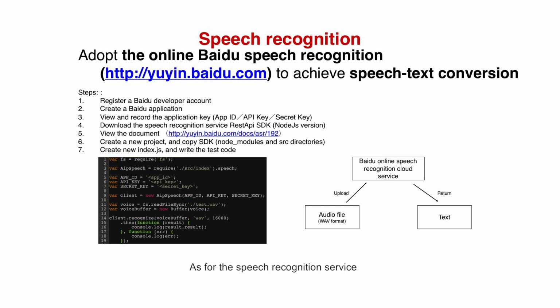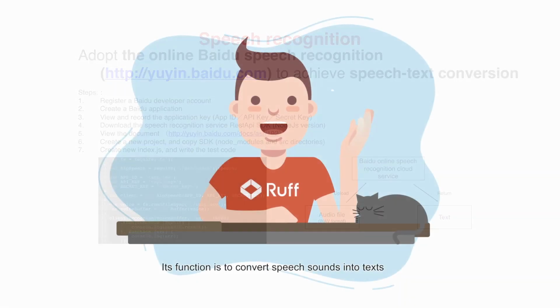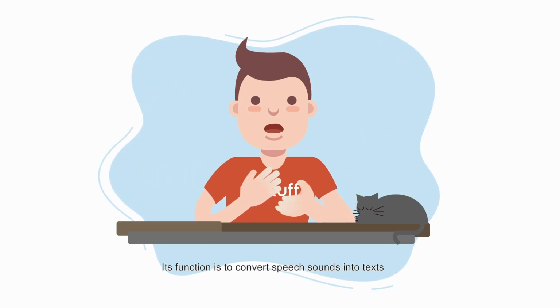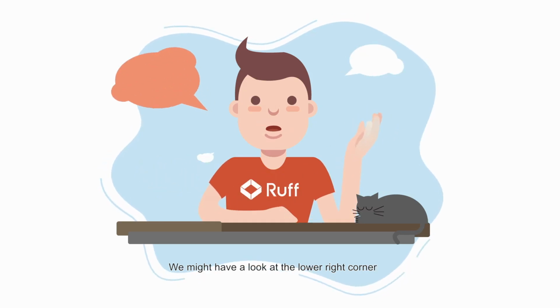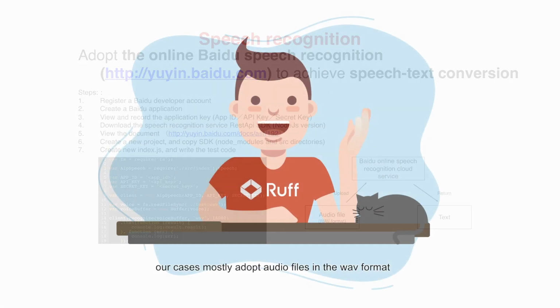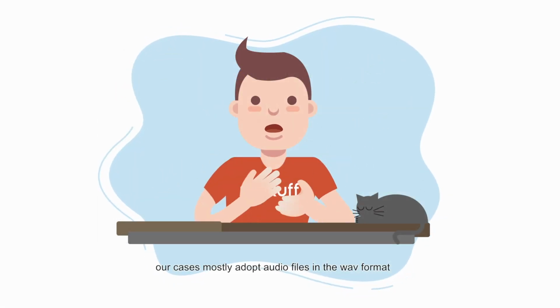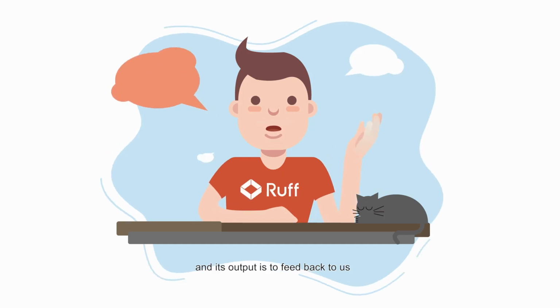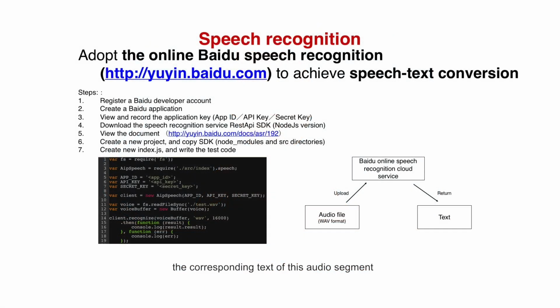As for the speech recognition service, we select the online speech recognition of Baidu, a cloud service. Its function is to convert speech sounds into texts. We might have a look at the lower right corner. Its input is an audio file in the WAV format. Sure, it also supports other formats. Here, our cases mostly adopt audio files in the WAV format, and its output feeds back to us the corresponding text of this audio segment.